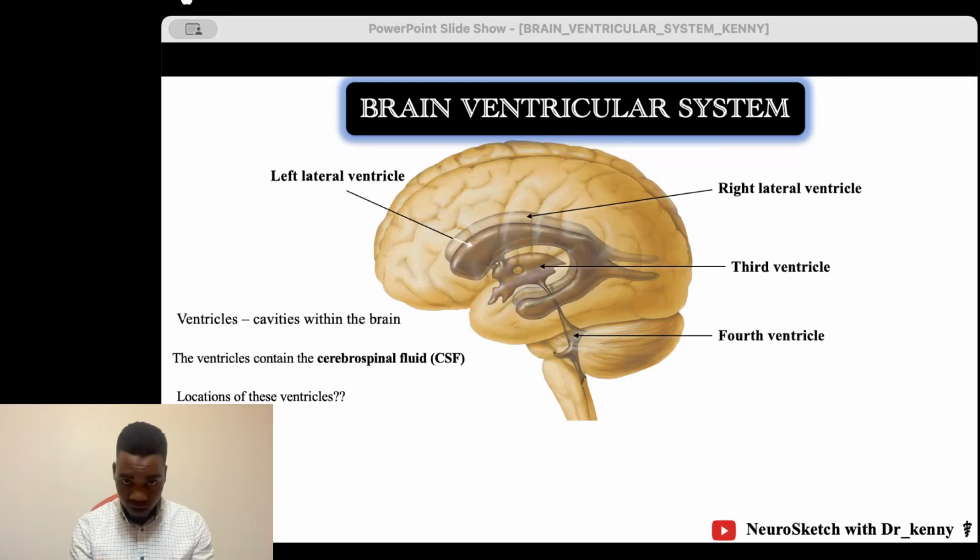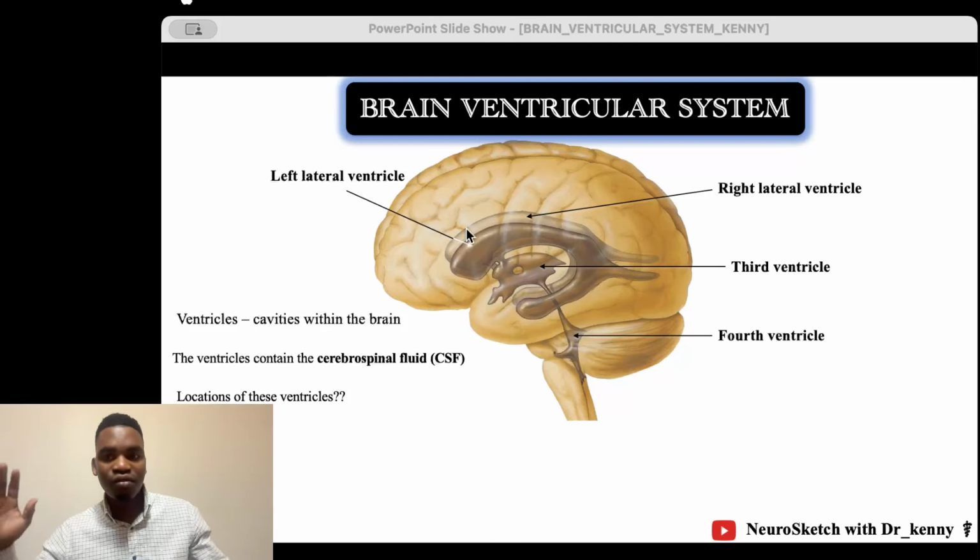So this system of chambers is what we call the brain ventricular system. How many ventricles of the brain do we have? We have four ventricles. To begin with, we have the lateral ventricles. We have two lateral ventricles, one on the left and one on the right: the left lateral ventricle and the right lateral ventricle.